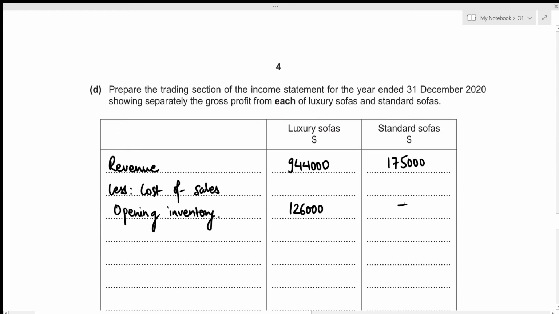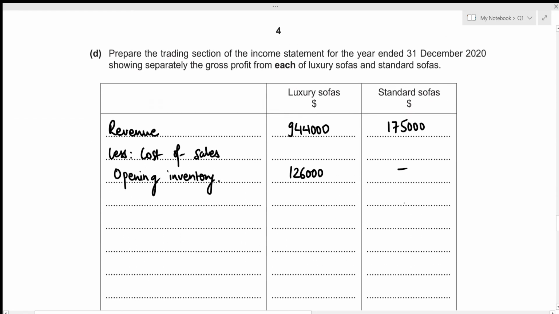So now we can move to the second part, which is going to be the transfer price for luxury sofas and purchase for standard sofas, because we are not manufacturing standard sofas on our own. We are actually purchasing them from another supplier.